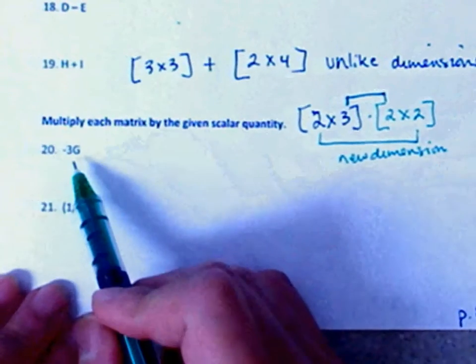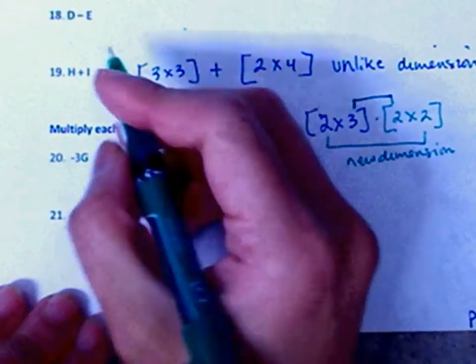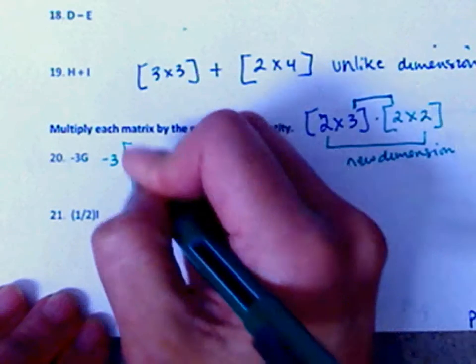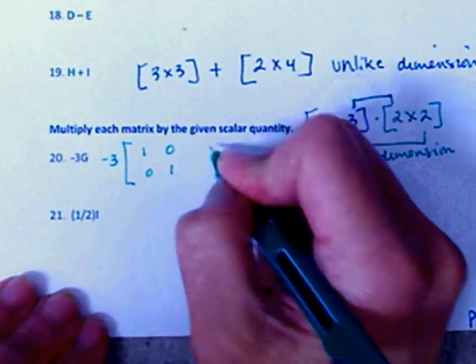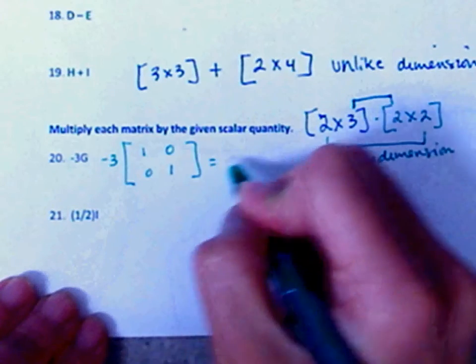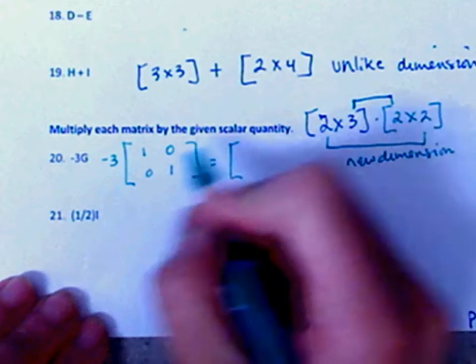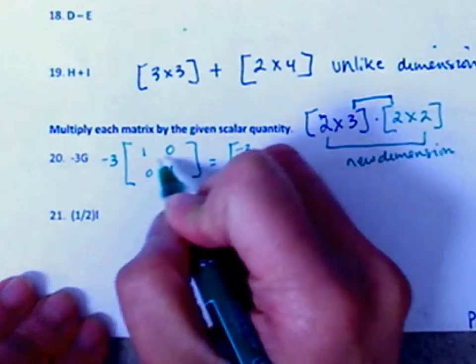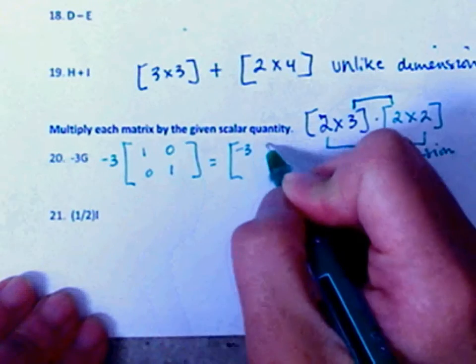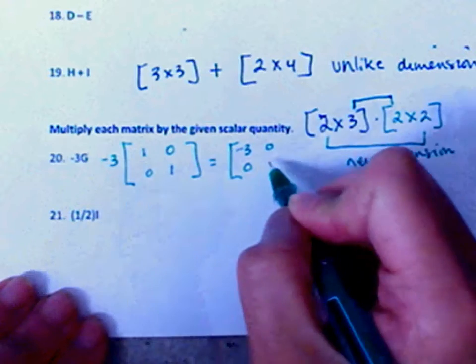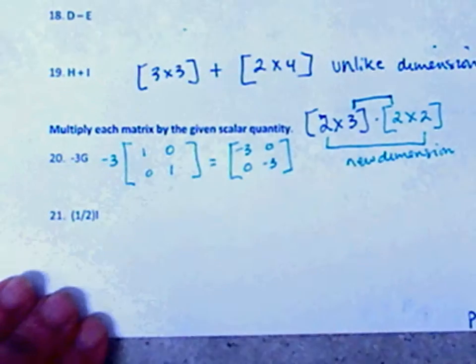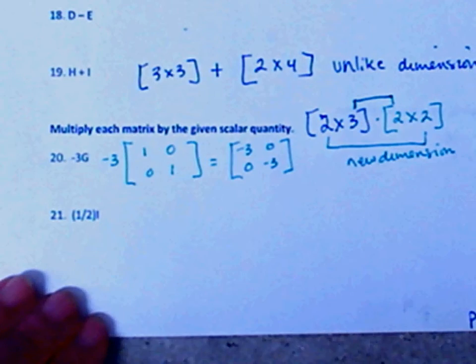Now, for this one right here, this is just a scalar. So what you are doing is taking negative 3 times your G, which is 1, 0, 0, 1. You take negative 3 times 1, which is negative 3, negative 3 times 0 is 0, negative 3 times 0 is 0, negative 3 times 1 is negative 3. And that's your scalar.